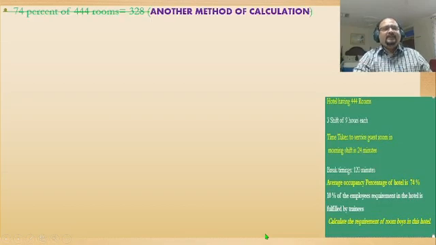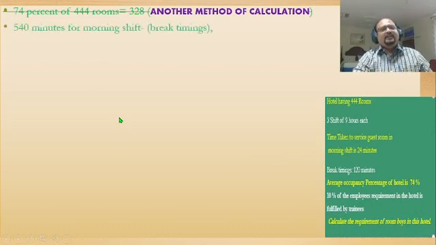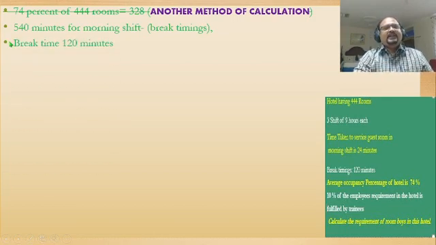In the earlier question we calculated 74% of the 444 rooms, which was 328 rooms. In this case, we will not calculate the percentage in the beginning; we will calculate the requirement on 444 rooms, and at the end we will convert that total number of room boys into 74%, and then reduce 10% for training. As you know, total time a person has in the hotel is 540 minutes, break timings 120 minutes, therefore total productive time is 420 minutes.